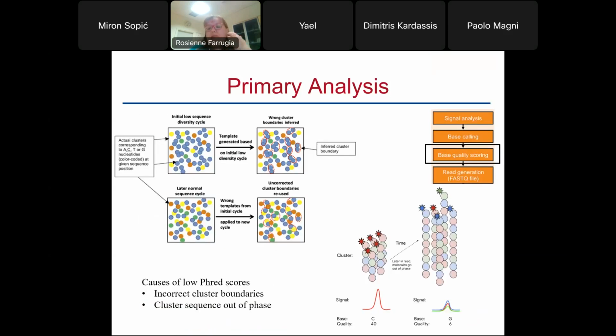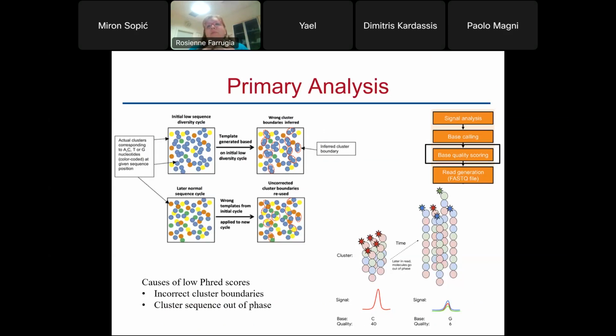There are a number of things which can give rise to bad quality data, and in the interest of time, I'll just tell you what they are rather than explain them. One of them is incorrect cluster boundaries. If you've got clusters which are very close together, the computer will think they're one cluster, but in reality they're not. So as the chain grows, and the signal coming off the different subclusters is different, you get two colors at the same time, and that pushes down your quality data.